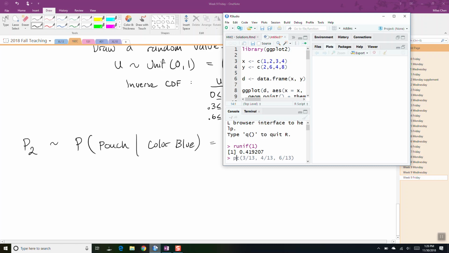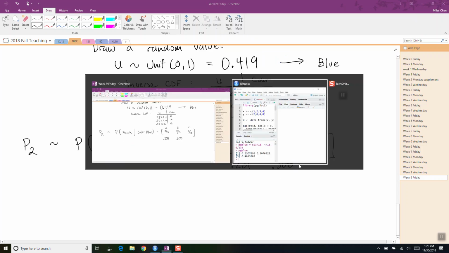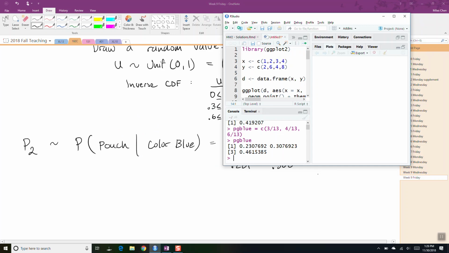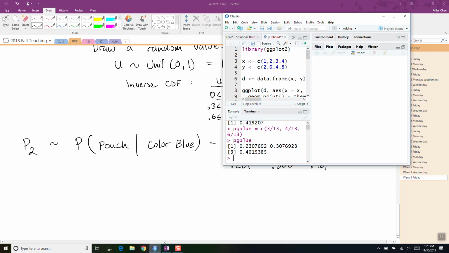This is P given blue. Okay, so I have 0.231, 0.308, and 0.462. Something's got to give, 0.461-ish.